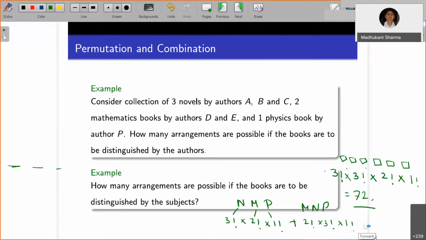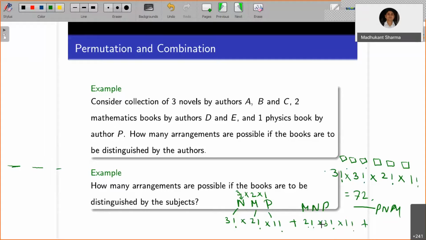Another possibility is PNM, and so on. So these are varying, and you will find the sum of that many ways. There are 3 subjects, so the first place has 3 choices, the second place has 2, and the third place has 1, so 3 into 2 into 1. You're going to get the same product each time, but how many times? Six possibilities are there. We are going to arrange NMP, MNP, PNM, NPM, and so on.